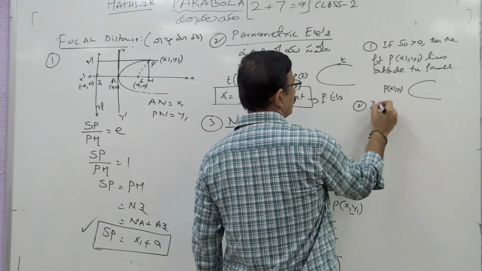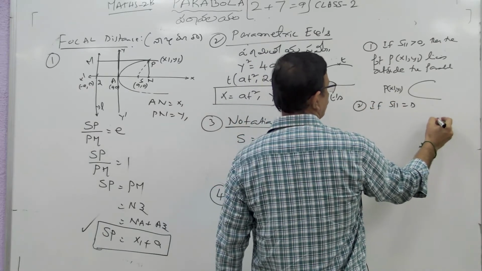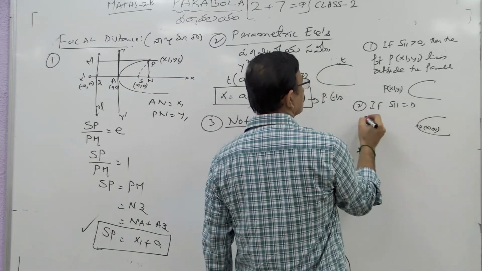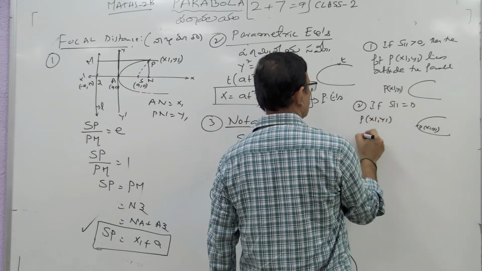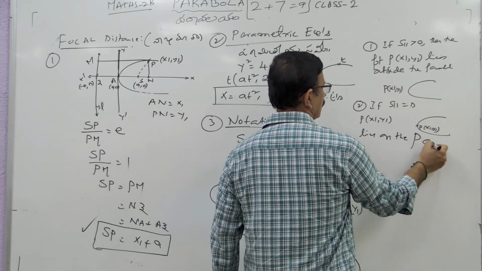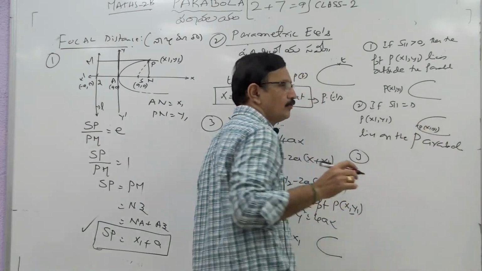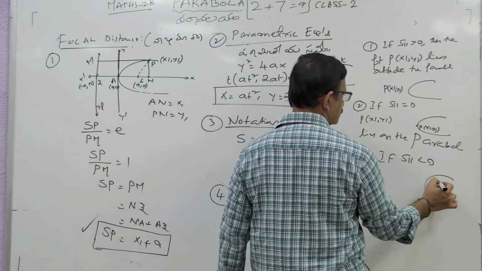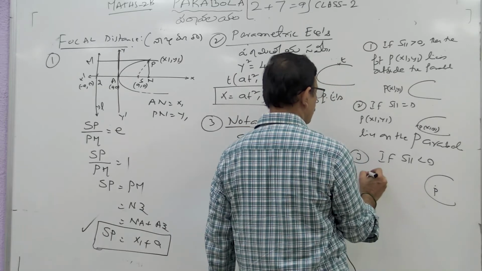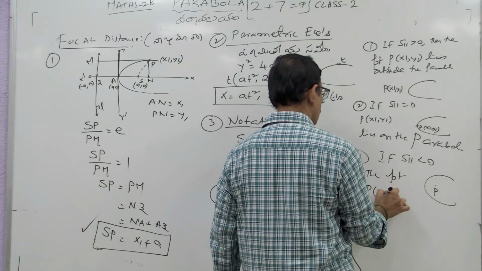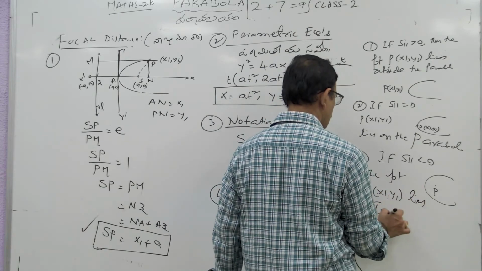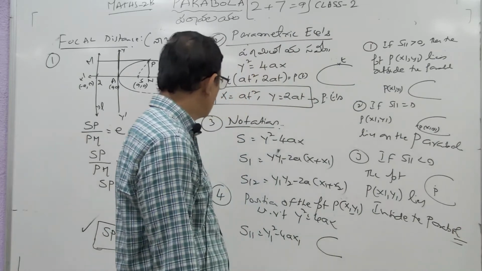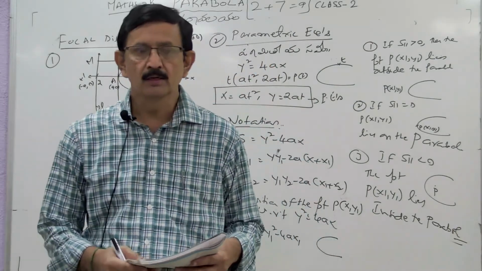Second case, if S11 is equal to 0, then the point P lies on the parabola. That means the point P, x1 comma y1 lies on the parabola. This is the meaning of the second case. And third case, if S11 is less than 0, then where does the point P lie? It lies inside the parabola. So the point P, x1 comma y1 lies inside the parabola. So these are the three cases you can observe regarding the position of the point with respect to the parabola.